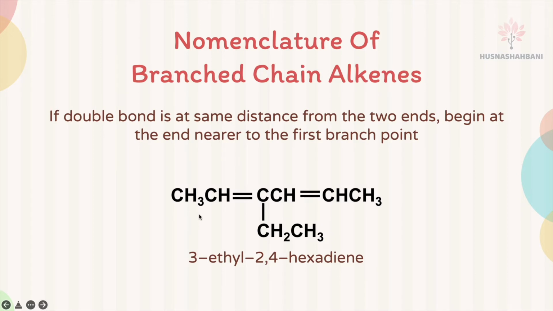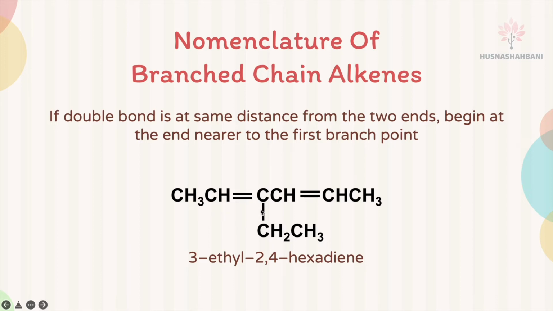If the double bond is at the same distance from the two ends, begin at the end nearer to the first branch point or first substituent. From the left, you start counting carbon 1, carbon 2 double bond, and then from the right, carbon 1, carbon 2. So same distance from two ends. We have to begin at the end nearer to the first branch, meaning give the lower number to the substituent.